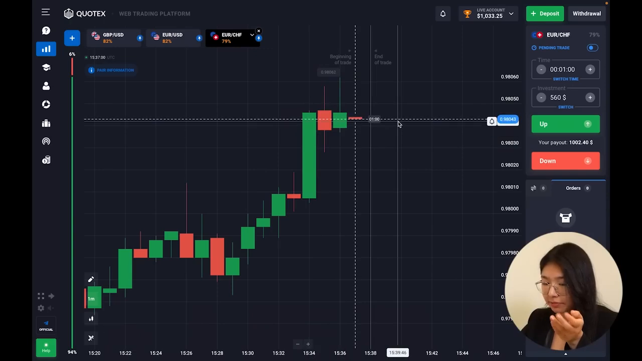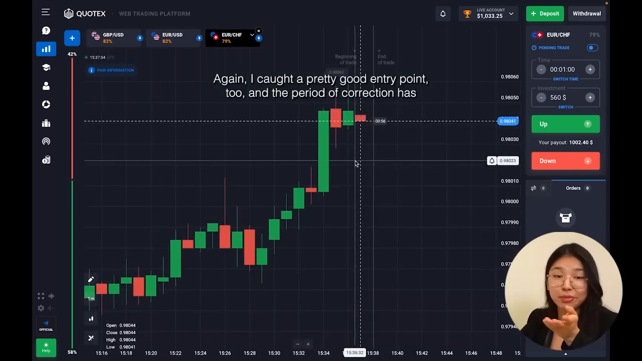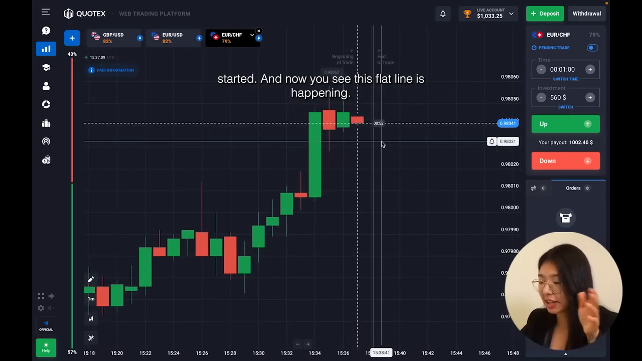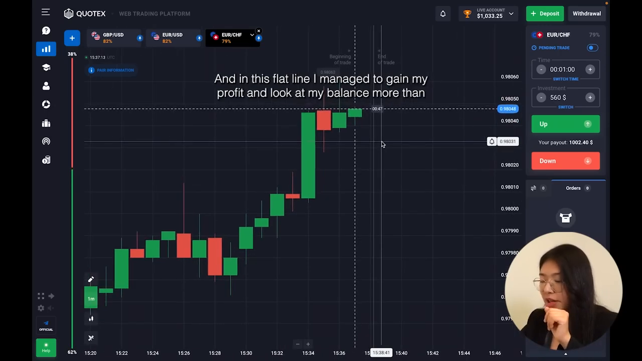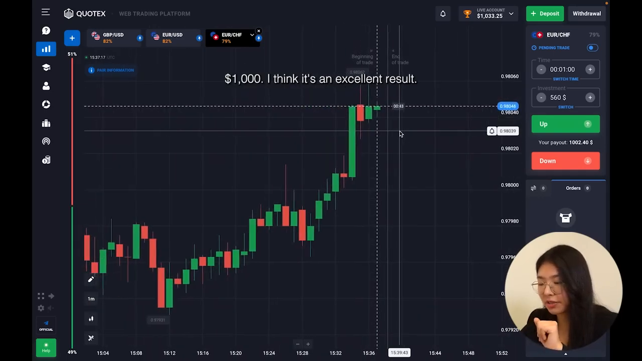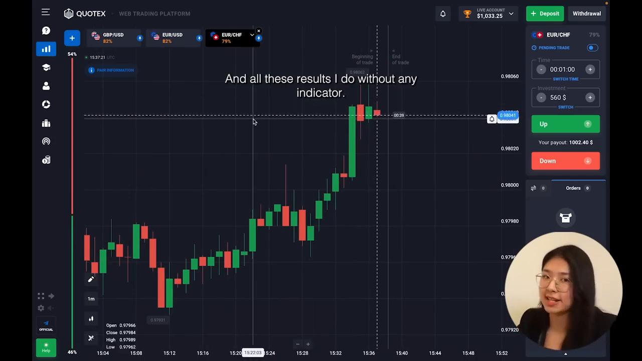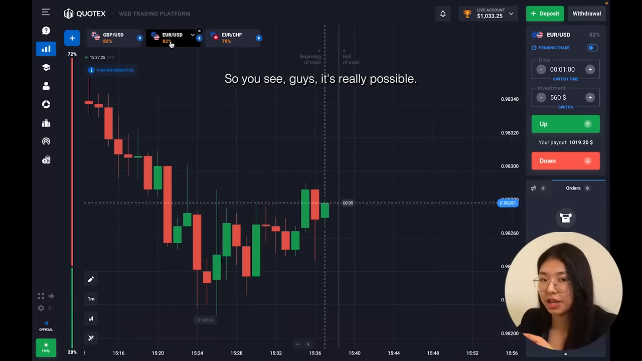Amazing result, and I think I got a pretty good entry point again. The period of correction has started, and now this flat line is happening. So on this flat line I managed to gain my profit, and look at my balance, more than $1,000 right now, and I think it's an excellent result. All these results I do without any indicators. And you see, guys, it's really possible for everyone.